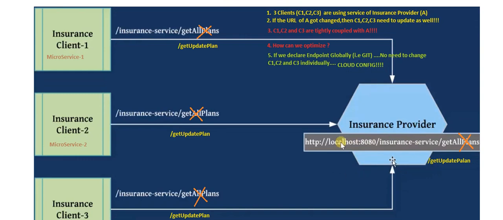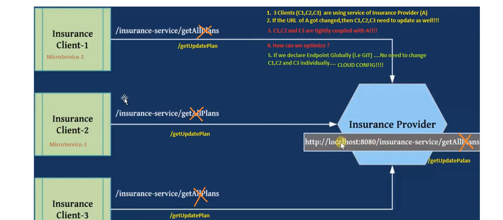Now the problem is, suppose the URL for that insurance provider web service has been changed. Instead of get all plans, it has been changed to get update plan. Now everywhere, in hundreds of clients, you have to change that. So it's not feasible in the microservice world, where we have multiple microservices. Instead of changing here, we put the properties in GitHub and maintain them using Spring Cloud configuration.